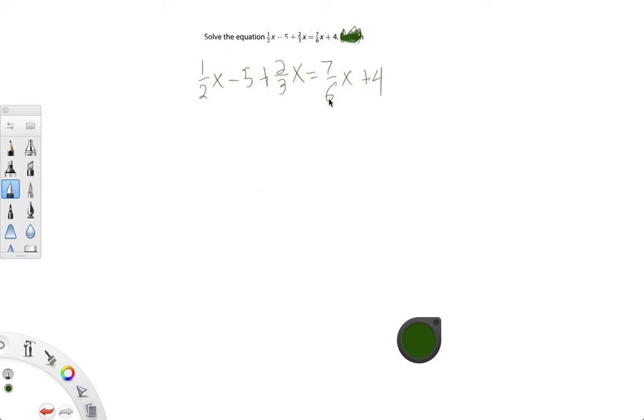6 goes into 6 because it is 6. 3 goes into 6 twice, so that works. 2 goes into 6 3 times, so that works. So we're going to multiply everything by 6.